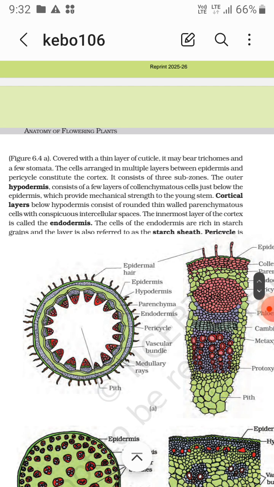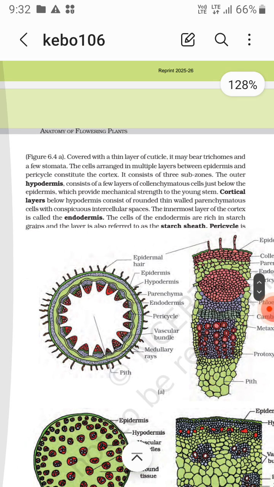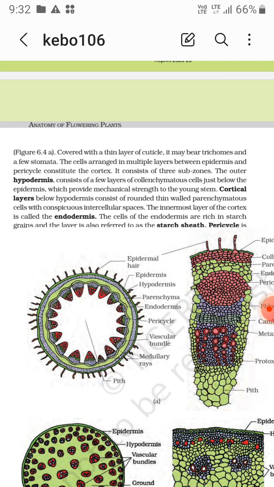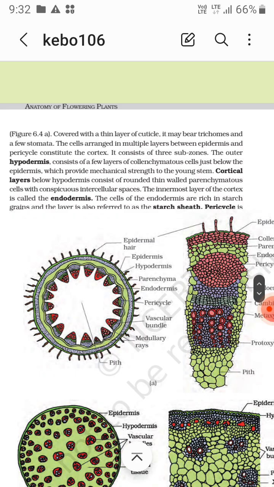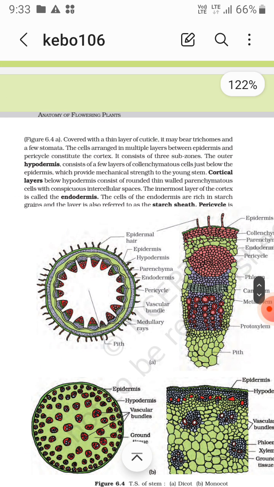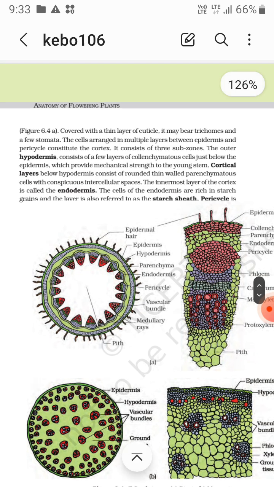The innermost layer of the cortex is called the endodermis. The cells of the endodermis are rich in starch grains. In roots, what we studied, there are Casparian strips of suberin, a waxy material, impermeable to water. In the stem, the endodermis cells are rich in starch grains, and the layer is also referred to as the starch sheath.